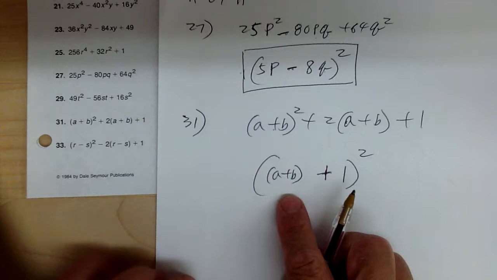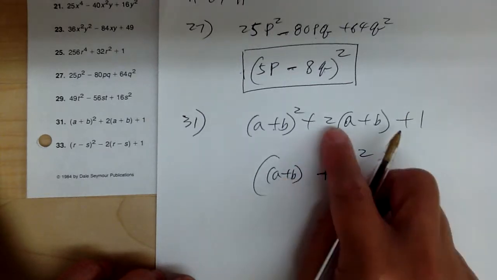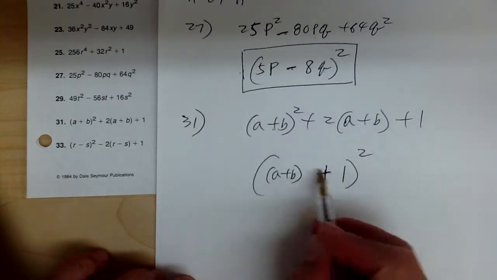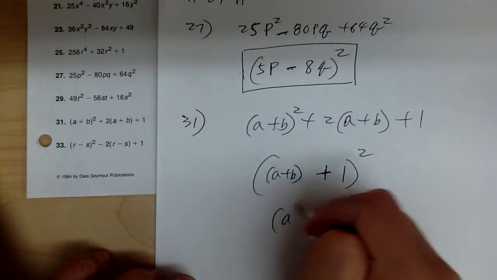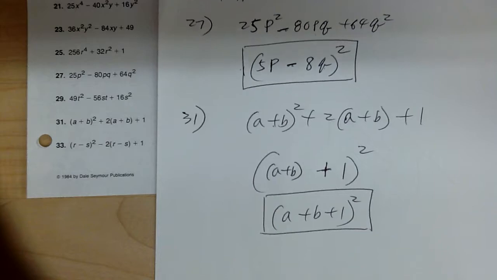Now you check the middle term. 2 times 1 is 2. 2 times parentheses is 2 parentheses. So everything matches. And now you can simplify it a little bit. You can simplify this. So you get a plus b plus 1 squared. And that's your answer.